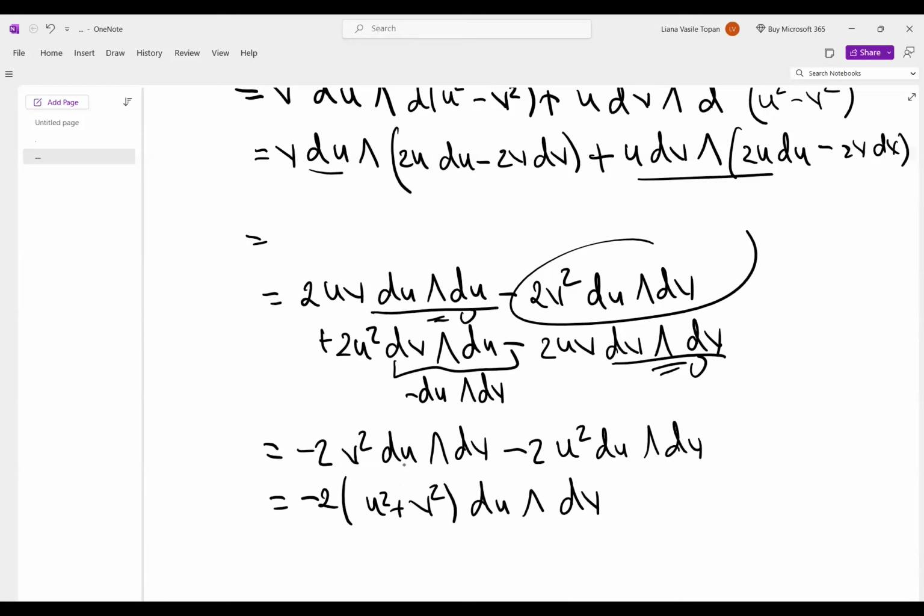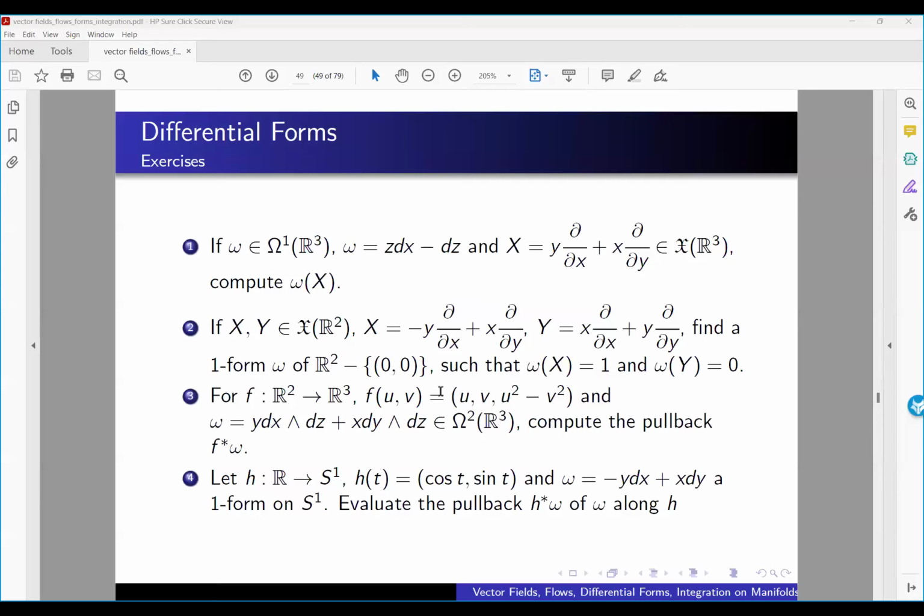Of a longer function. Any question on this? I'm going to take another example, example 4 also, before the break. So we have another example of how we go with the pullback.